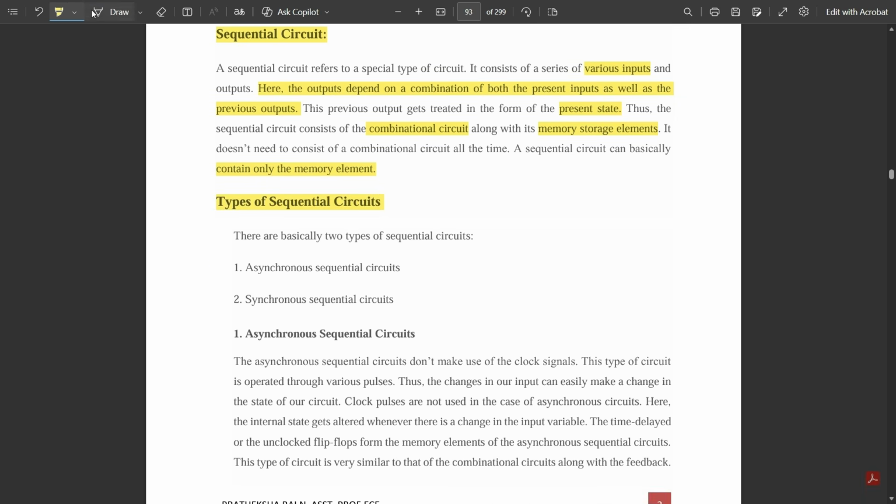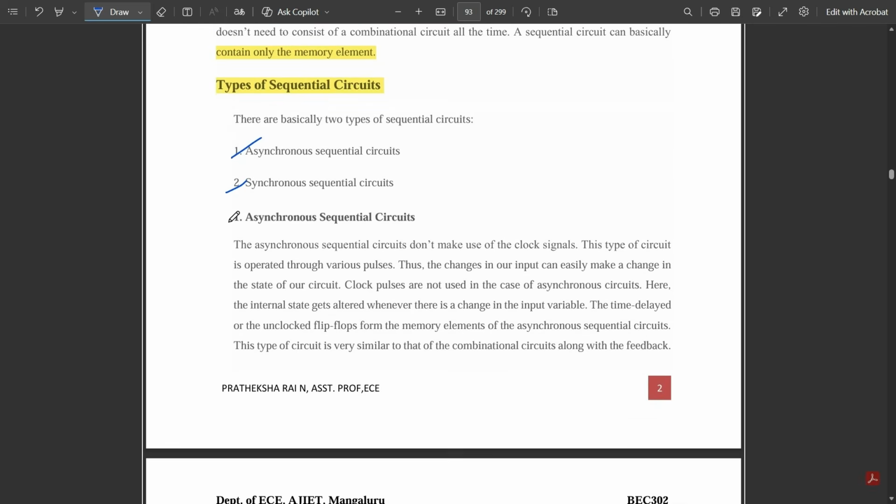These are some of the types of sequential circuits. Basically, generally there are two types: asynchronous circuits and synchronous circuits. What do you mean by asynchronous sequential circuit? The asynchronous sequential circuit doesn't make use of clock signals. This type of circuit is operated through various pulses. The pulses are the different time intervals required for each stage of input combinations. Thus the changes in our input can easily change the state of the circuit. Whenever you make changes in the input, it would completely change the state of the circuit.